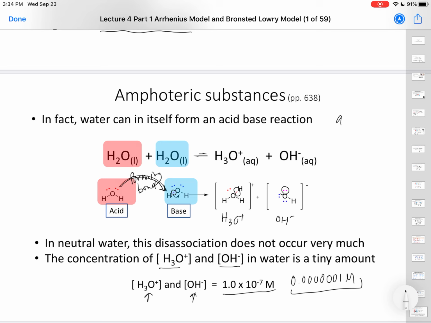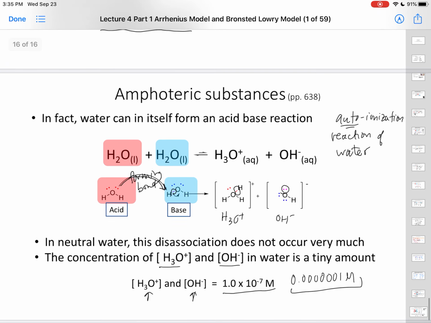But this is what we call an autoionization reaction of water, because it can react with itself, meaning auto. That's why it's called autoionization, because it forms ions just by itself with two water molecules.